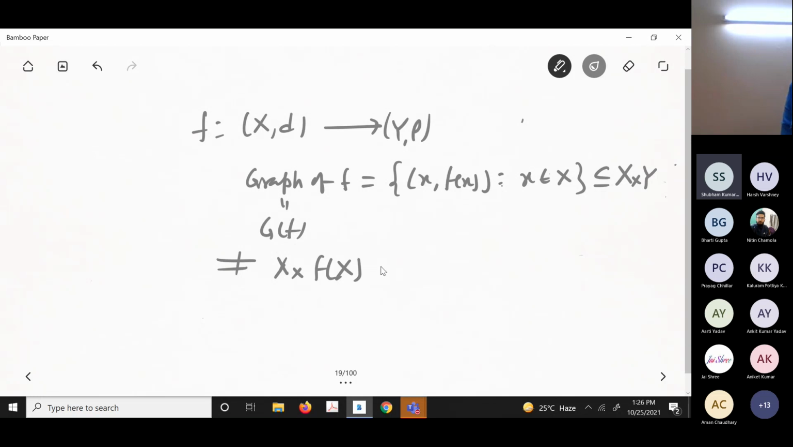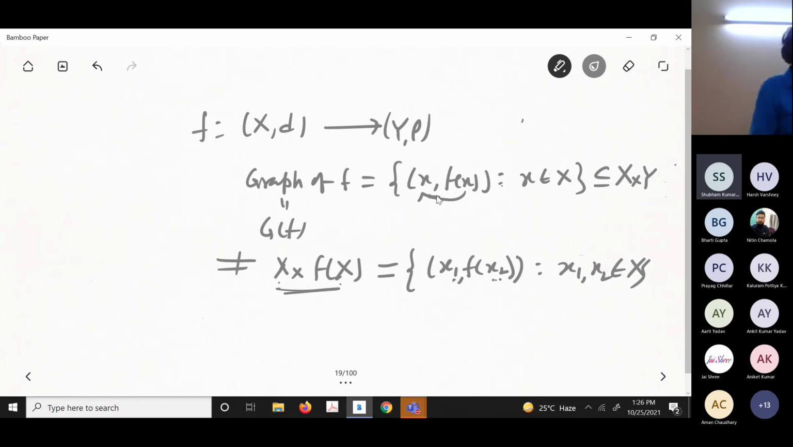Look, X cross F(X), if you use the definition of the Cartesian product, it means elements (x1, F(x2)), where x1, x2 belong to X. These two need not be the same. Because X cross F(X) by definition is this, you are having an element from X and an element from F(X), so they need not be the same. Whereas in the graph, this has to be the same. Okay, so the graph is not this. You should understand the graph.